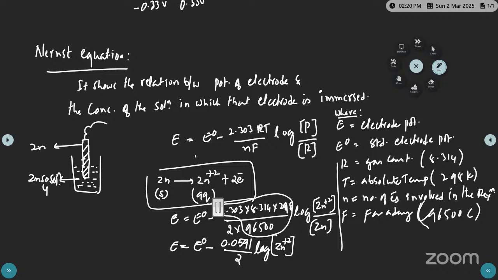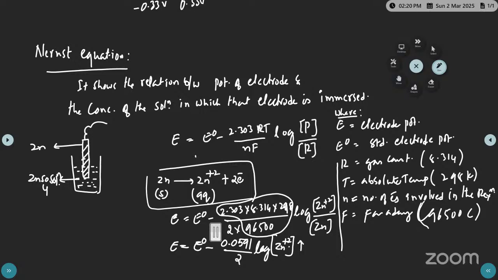So whatever the value it is, if the concentration of the Zn plus 2 increases, what about electrode potential? Does it increase or decrease? If the concentration of Zn plus 2 ions increases, this value will be more. That value will increase.